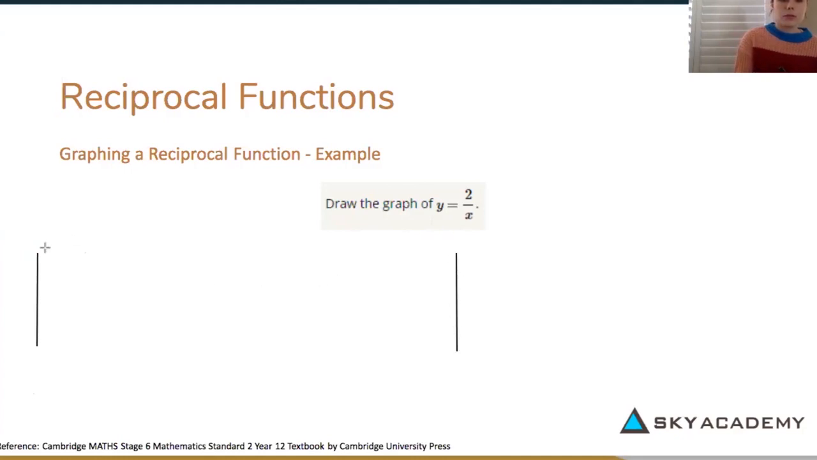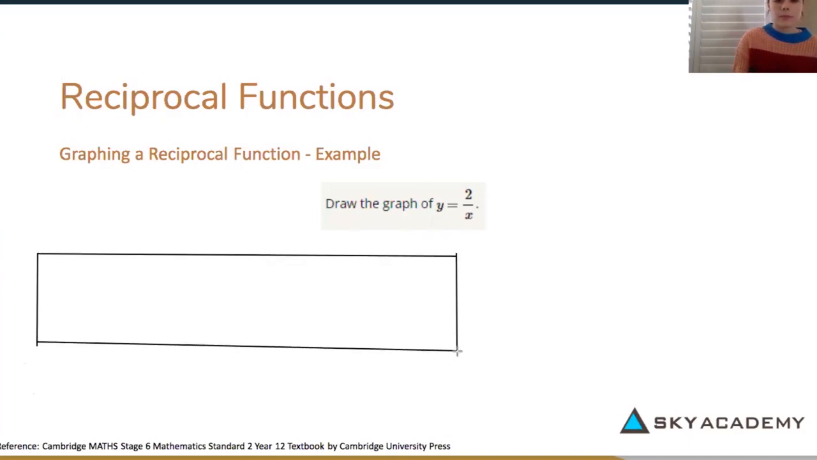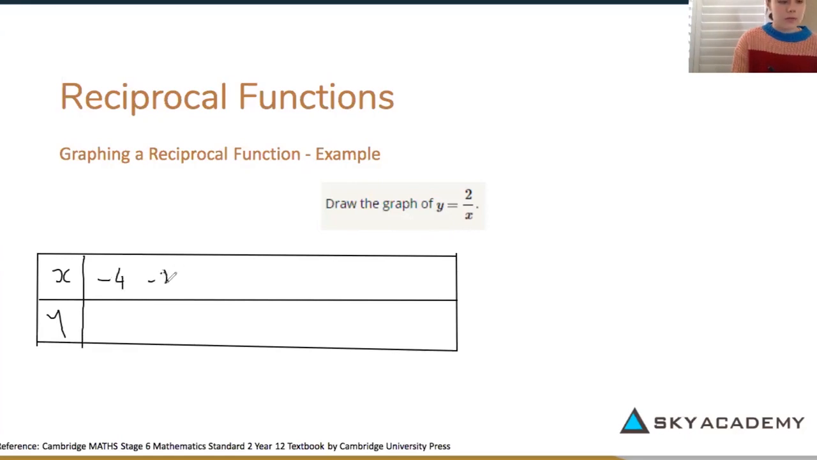So I'm going to draw like so. And I would recommend doing lots of values for your hyperbola. So I would say do x and y. I'm going to do -4, -2, -1, -0.5, and then 0.5, 1, 2, and 4.